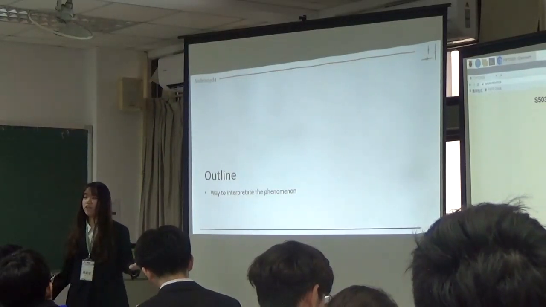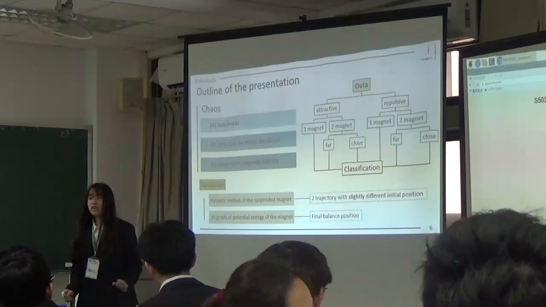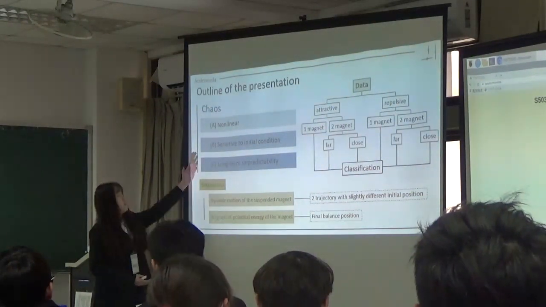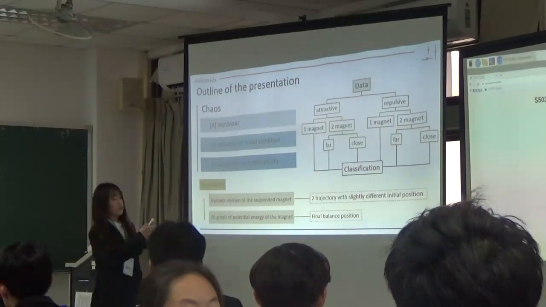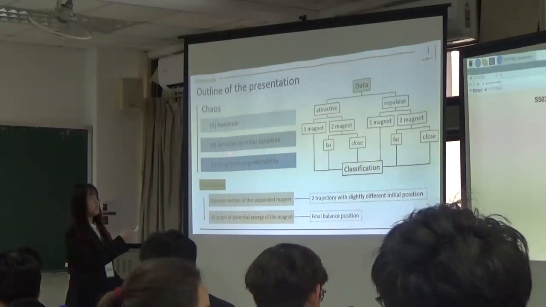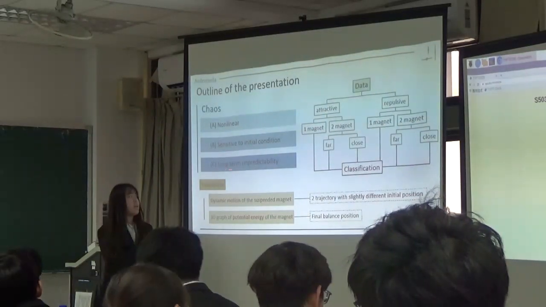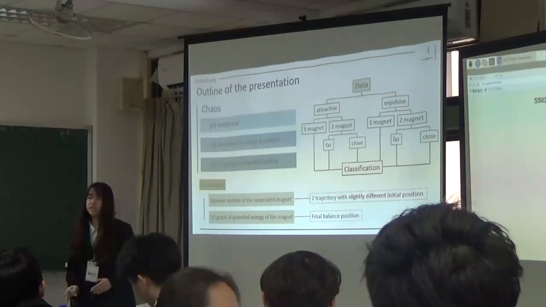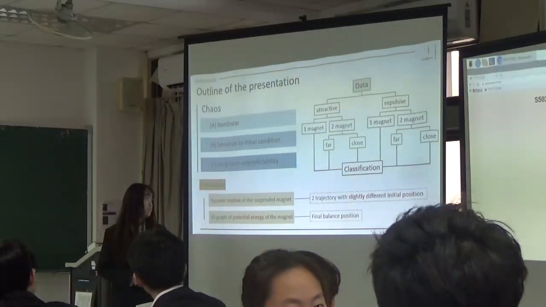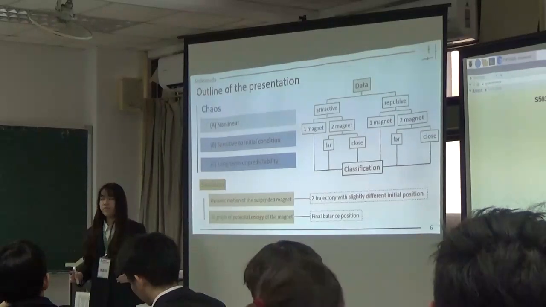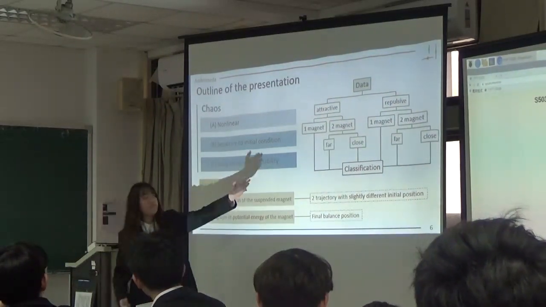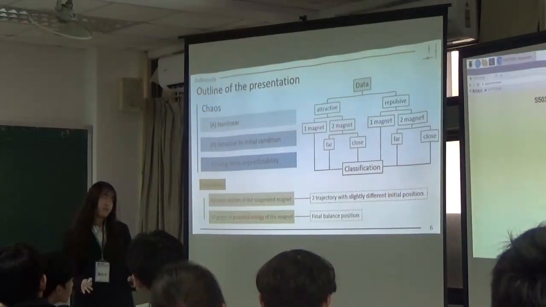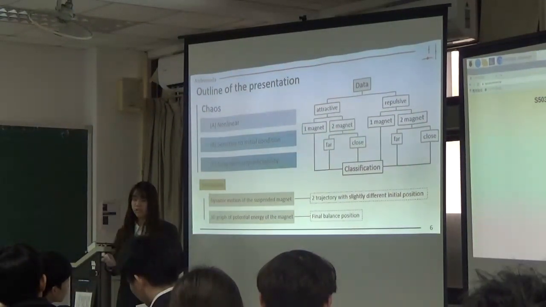And then here is an outline of the presentation. The main concept in my presentation is chaos. There are 3 conditions for chaos. First one is nonlinear, second one is sensitive to initial condition, and third one is long-term unpredictability. In my presentation, I will demonstrate 2 different simulations to better investigate this phenomenon. And for the data, you can see that I do 6 different experiments with different parameters, and finally do the classification of them.